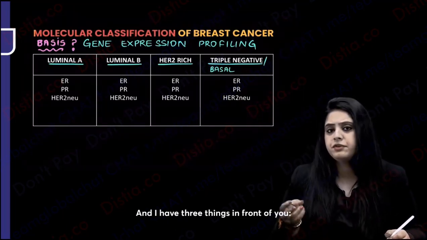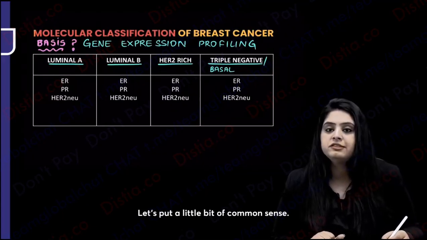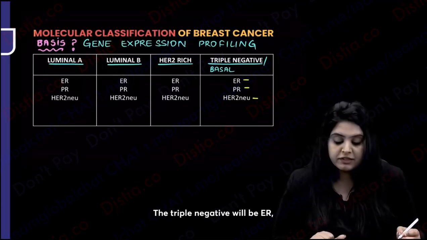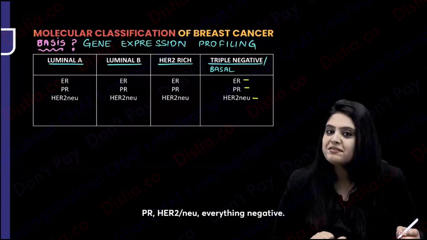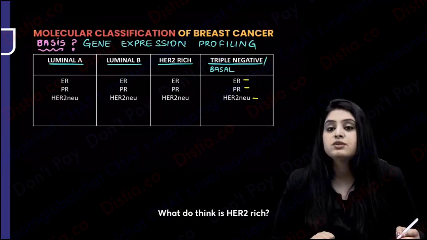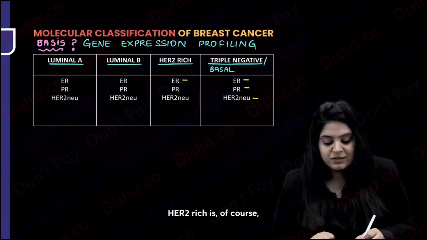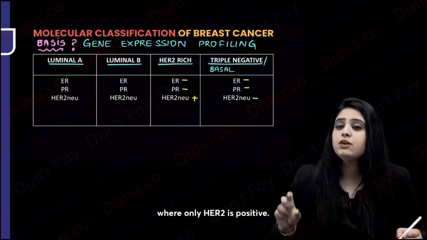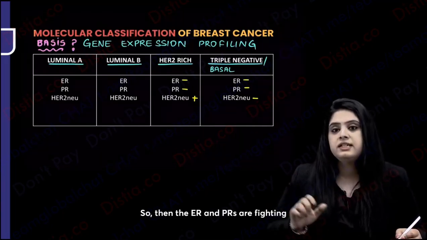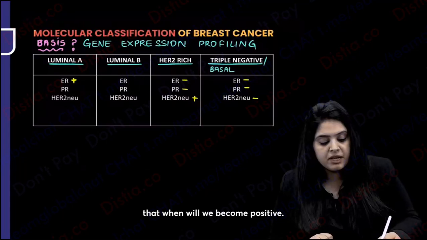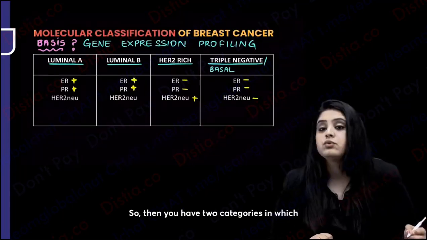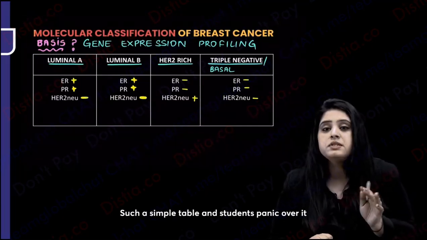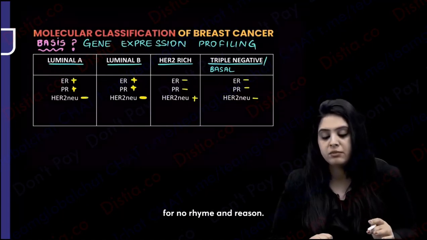And I have three things in front of you, ER, PR and HER2/neu. Let's put a little bit of common sense. What will you have in triple negative? No brownie points for guessing that triple negative will be ER, PR, HER2/neu, everything negative. What do you think is HER2 rich? No points for guessing again. HER2 rich is of course only going to be HER2/neu positive. So imagine you've got one category where only HER2 is positive. So then the ER and PRs are fighting, when will we become positive? So then you have two categories in which only and only ER PRs are positive. Such a simple table and students panic over it for no rhyme and reason.